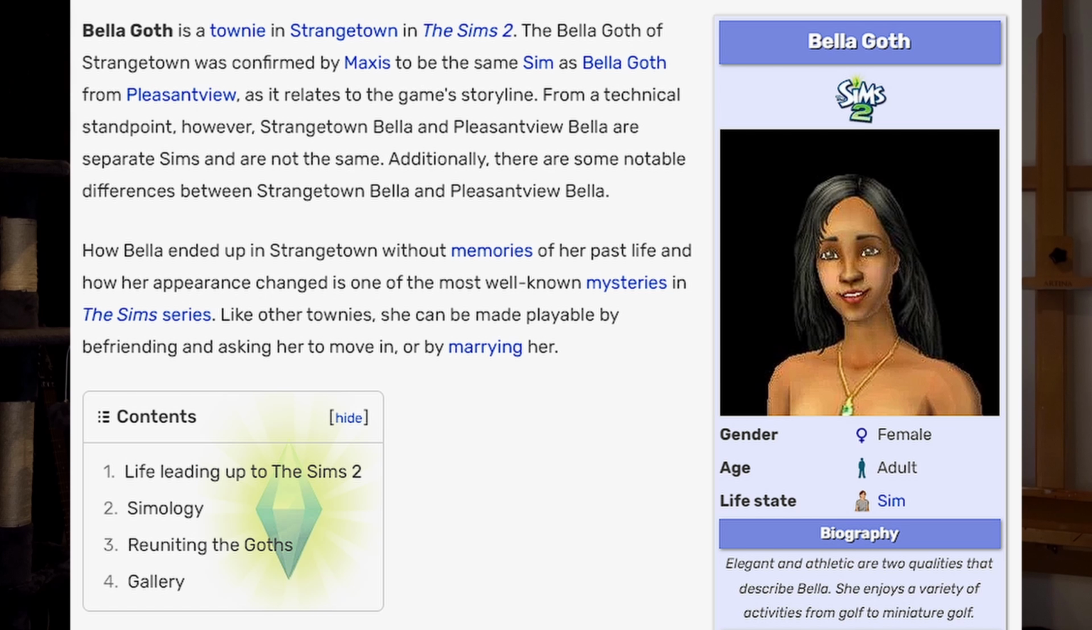Okay, so for those of you who haven't played The Sims 2 in pre-made neighborhoods that much and don't know what I'm on about, there is a sim called Bella Goth, which looks very similar to the real Bella Goth, and she can be seen in Strangetown. You can meet her on community lots, she can visit your businesses, she can be your blind date, etc. So, the idea is that the aliens have abducted Bella in Pleasantview and dropped her off in Strangetown.